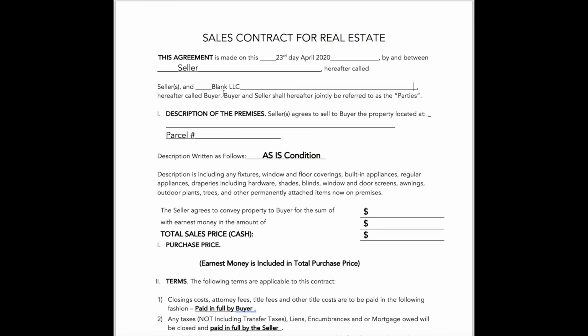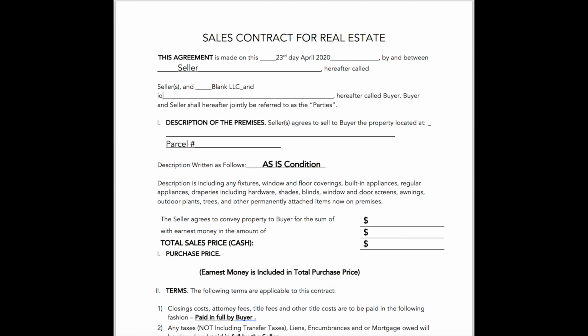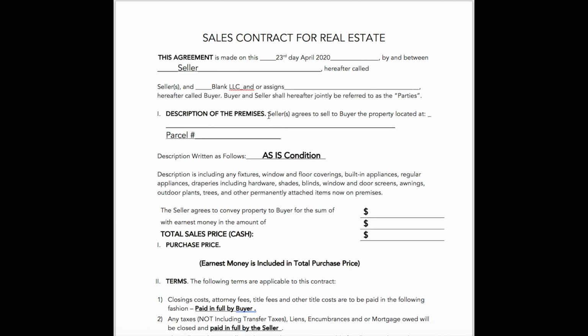And then what we have in ours, so technically by law, every contract is assignable as long as it does not specifically state that it is not assignable. But we like to make it more clear. Again, speak to your attorney, speak to your title company on this. But we say blank LLC and or assigns. So that gives you a specific statement that you're allowed to assign it to an end buyer, to another buyer.